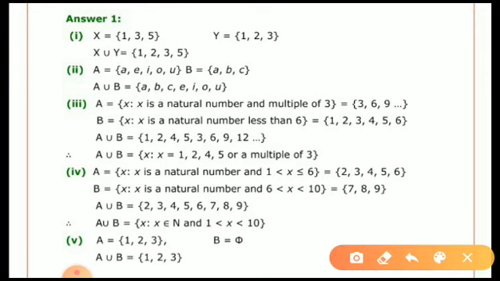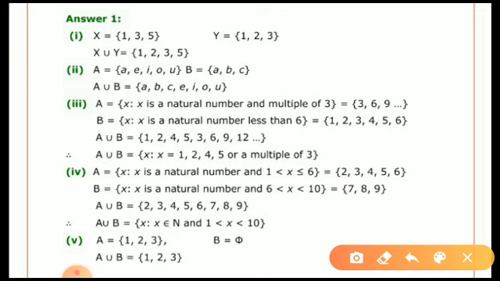Next, A is a set containing x such that x is a natural number and a multiple of 3. The first multiple of 3 is 3 itself, then 6, 9 and so on. This will be my set A, an infinite set. Similarly, set B is x such that x is a natural number less than 6, so it contains the elements 1, 2, 3, 4, 5.